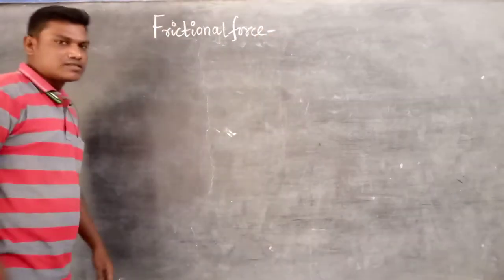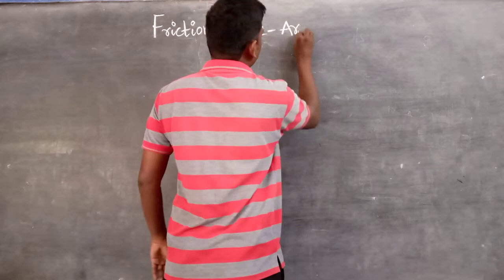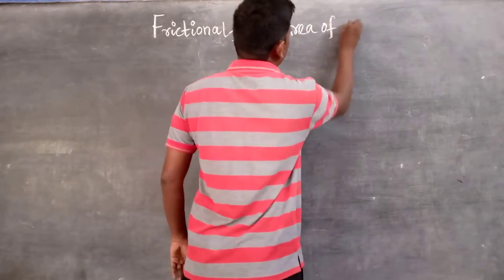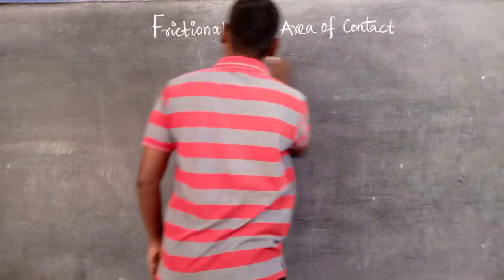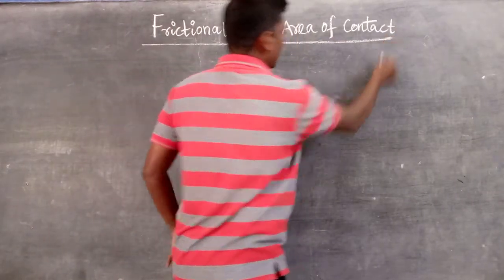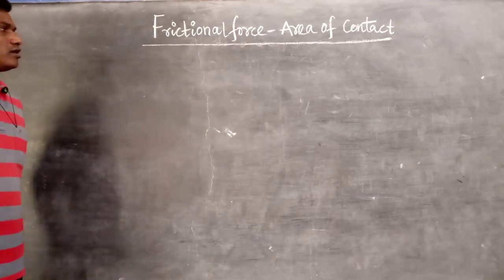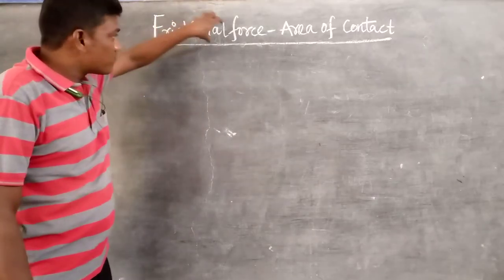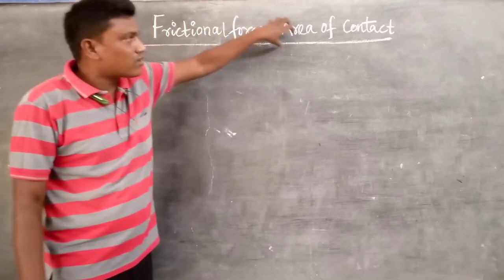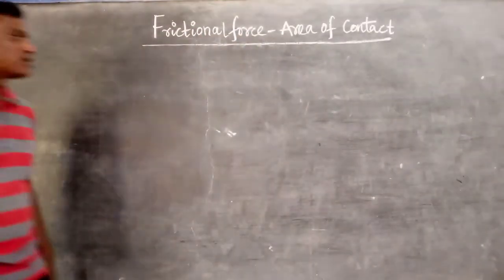Our concept is frictional force and area of contact. So, is frictional force really dependent on the area of contact or not? We discuss it with the help of this double example.